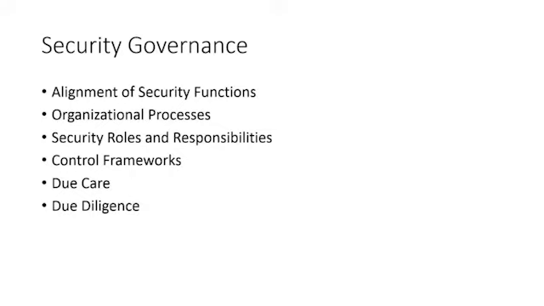So, security governance. Now, when we're going to talk about security governance, it's another one of those key areas. We're going to talk about the alignment of the security functions with our business objectives, the organizational processes, our roles and responsibilities when it comes to security, of who does what, when and why and where, the control frameworks, or some of the control frameworks. There are tons of them out there. We'll talk about what they are. And then due care and due diligence.